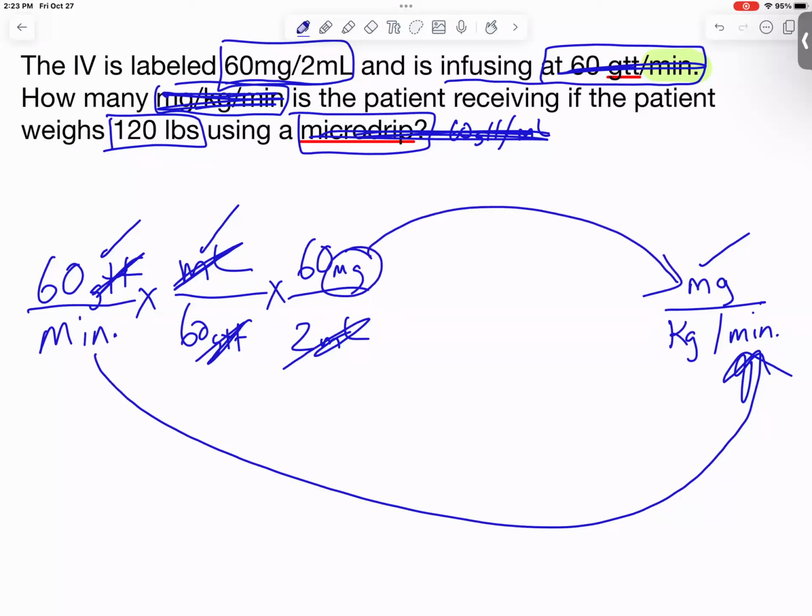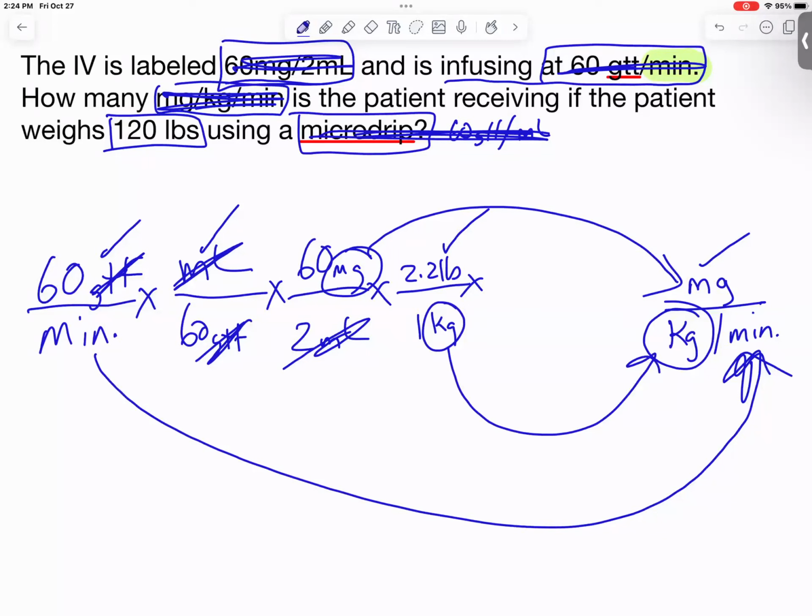Excellent. But I'm not done because my problem also wants kilogram. But my patient's weight is in pounds. I've used everything else in my problem. So how do I get kilograms in this problem? Well, I'm just going to put it there. 1 kilogram is 2.2 pounds. So now I have kilograms. Now I have to get rid of pounds. What can I use? The only thing left, 120 pounds. And I'll put a 1 over it.